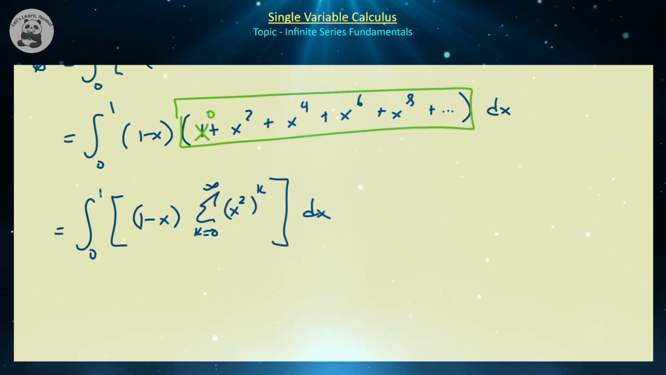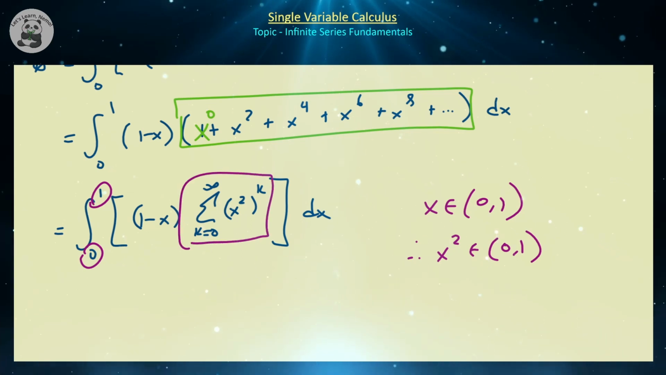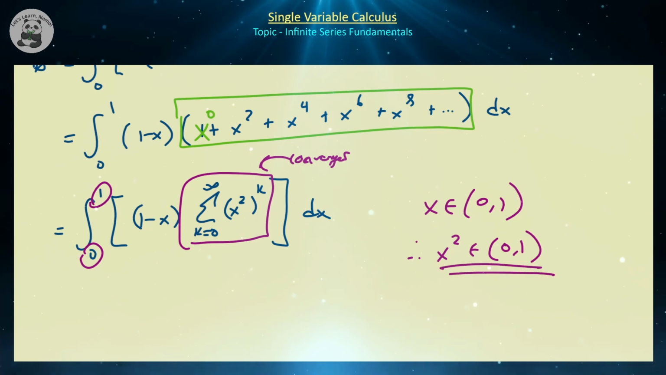Now keep in mind, x belongs to the interval 0 to 1. That means x squared also belongs to 0 and 1, which means that this series right here converges, because that's just a geometric series where the term being exponentiated is x squared compared to x, but x squared is in that interval of convergence, and therefore that converges.